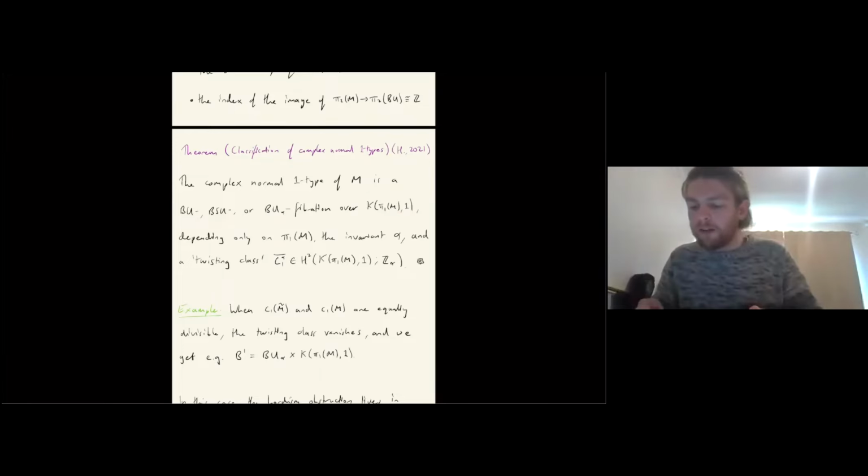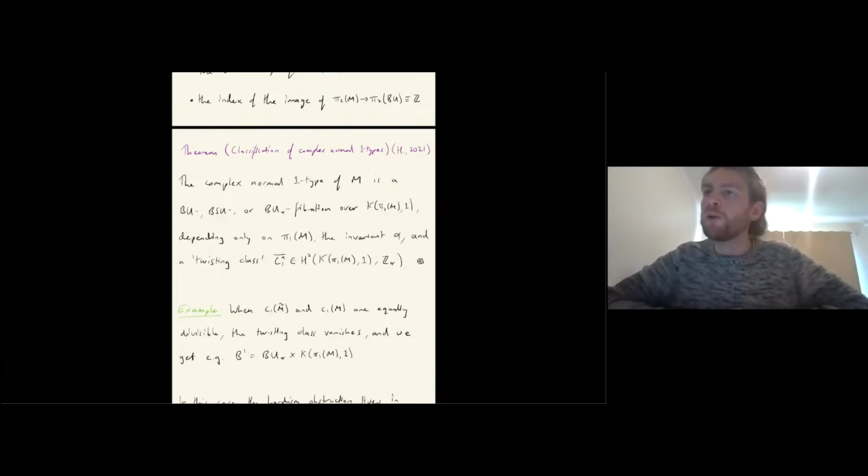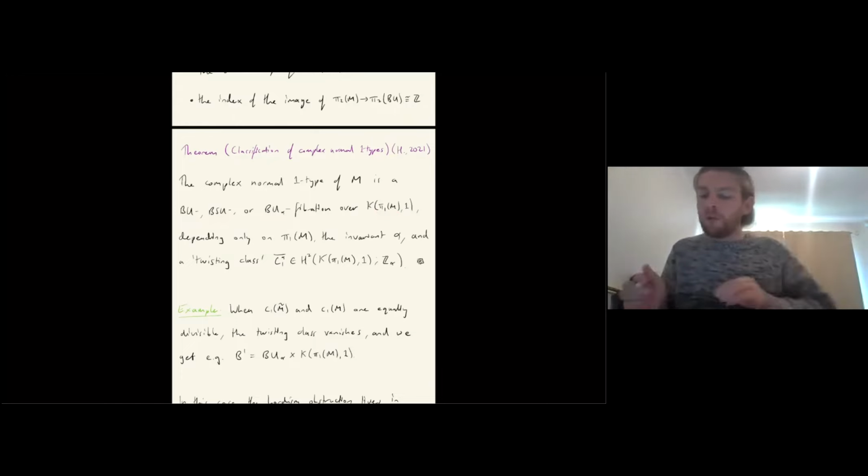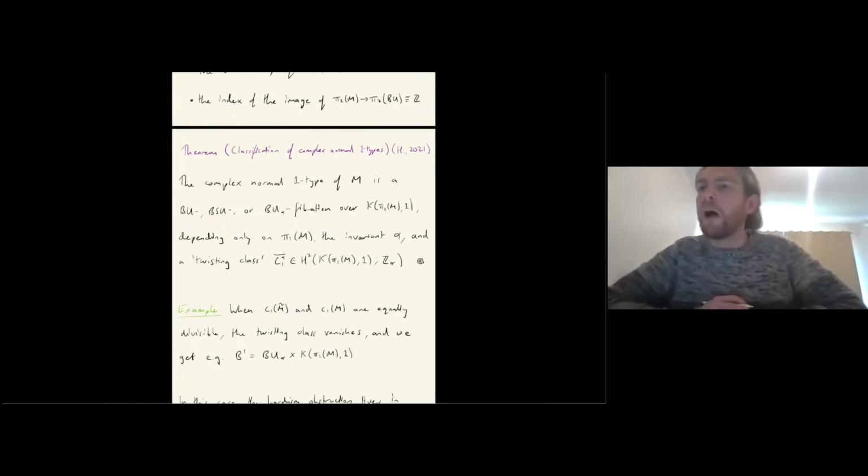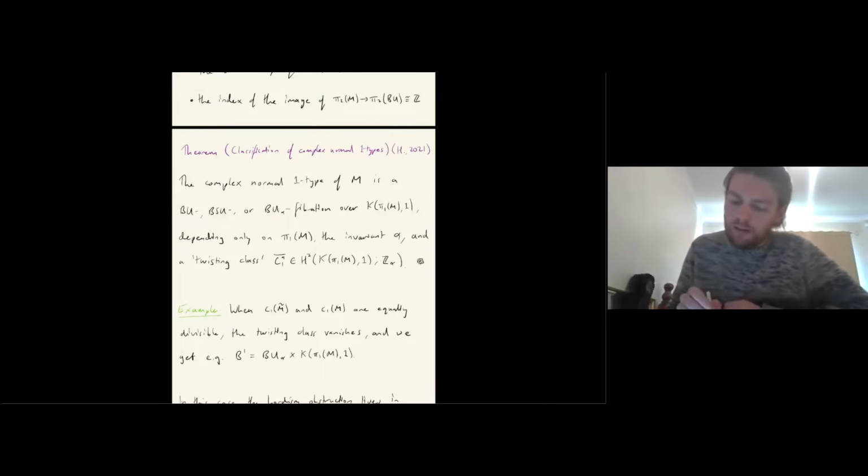It's basically a space with the property that the only non-trivial homotopy group is the first one, and that has this group as the fundamental group. The details aren't too important. It's just some space which depends only on pi 1 of M. And the invariants that determine what your complex normal 1 type is are precisely the fundamental group of M, since that gives you this K pi 1.